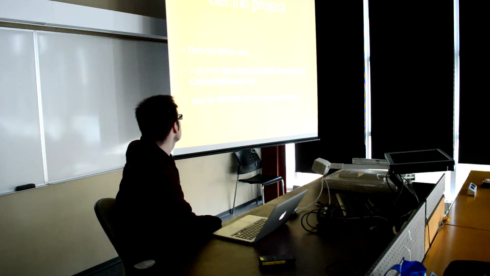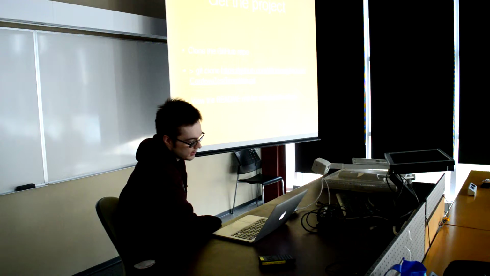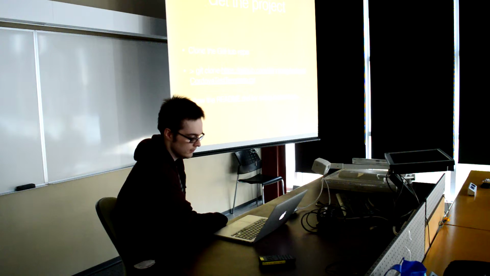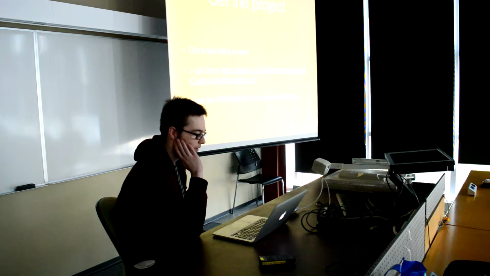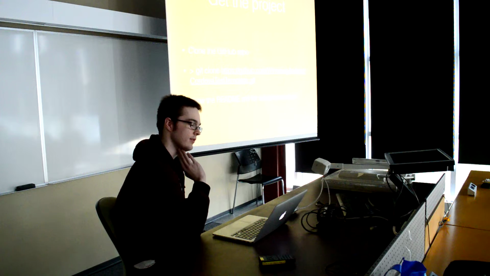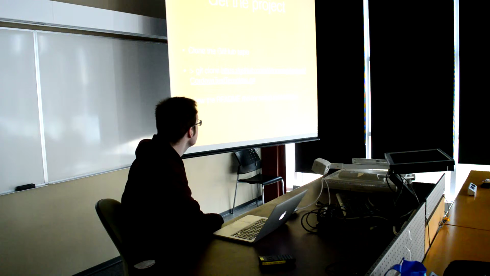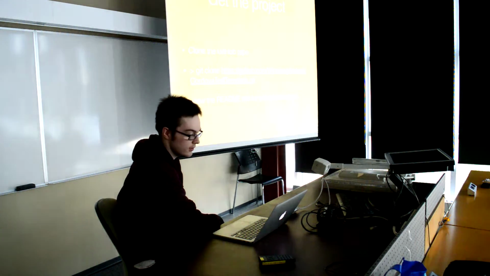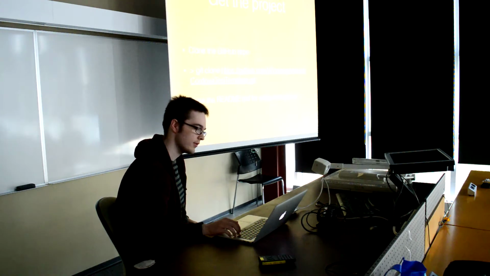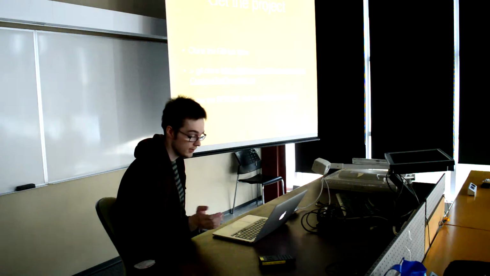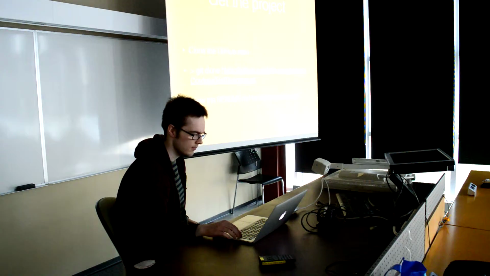So to get the project, you clone the GitHub repo. That should be pretty easily findable by Google. If you just Google GitHub Winnipeg Android and then look for the Cordova test template repo. And then look at the README for setup instructions, because you're going to need to install a few things, including Phantom.js, which is basically just a headless web browser.